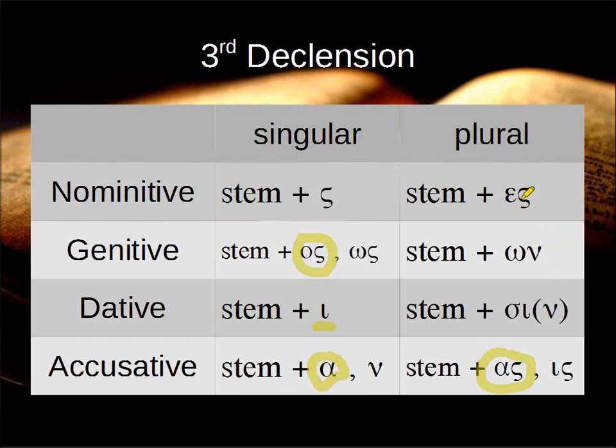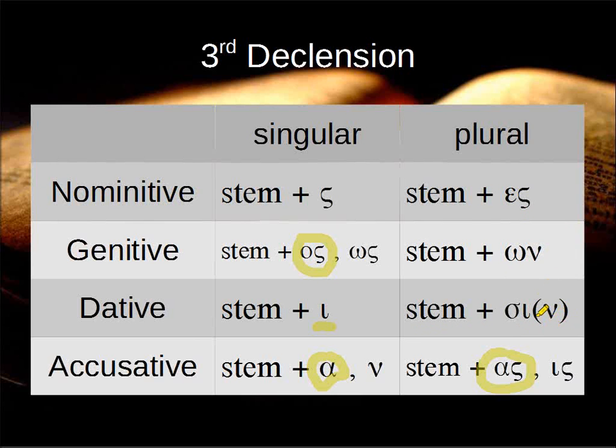For the nominative plural, all you need to do with the stem is add an epsilon sigma. Then we have for the genitive plural that omega nu. The omega nu is the same thing in all the declensions. So for the genitive plural, you have the same ending for all three declensions. It's that omega nu, all right? And then finally, the dative plural is the sigma iota.